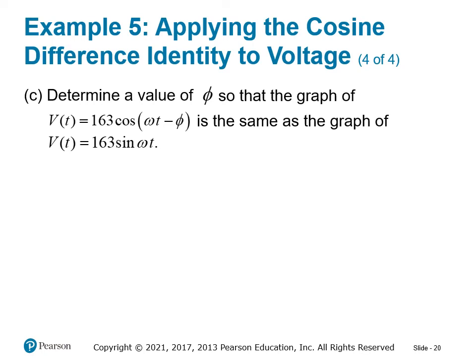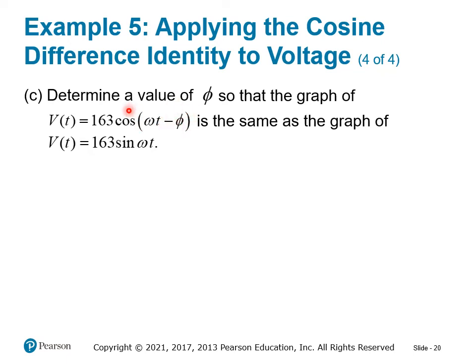Okay, determine a value of, I think that's omega, so that the graph of 163 cosine, again, my Greek is bad, that's actually omega t minus phi, I think. I think that's a phi. Minus phi is the same as the graph of v of t equals 163 sine omega t. Sorry about my Greek letters, but we can see here that these are the same thing with one fundamental difference, and that is that we're subtracting another angle.